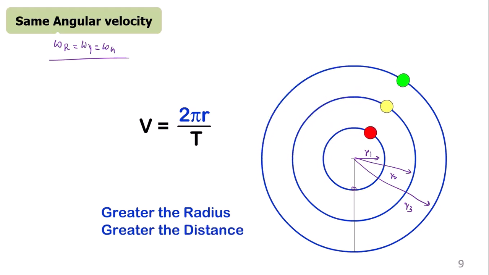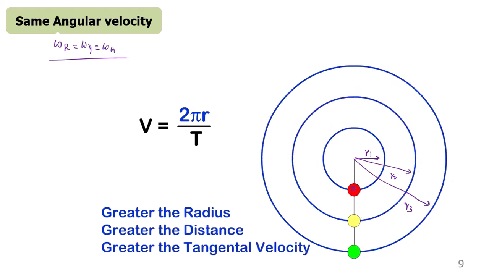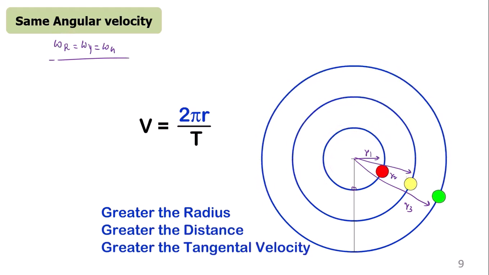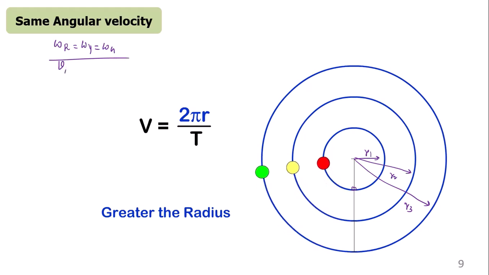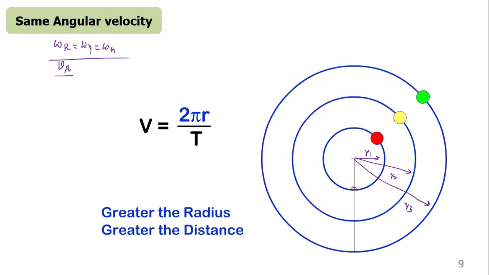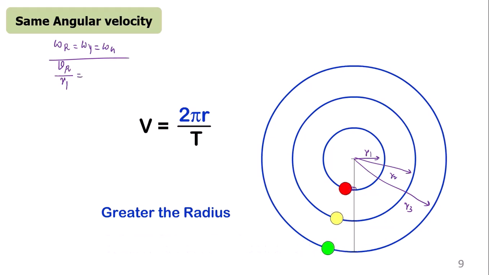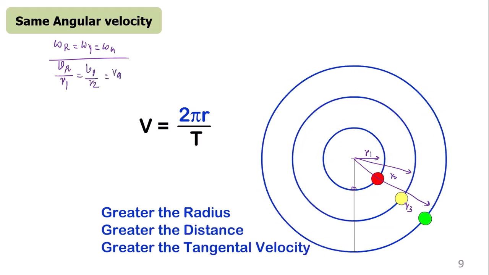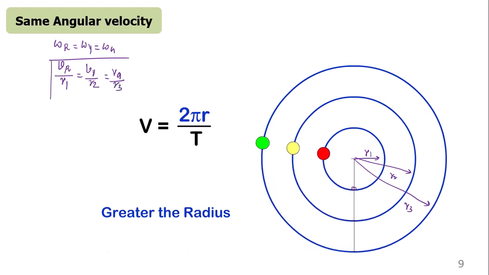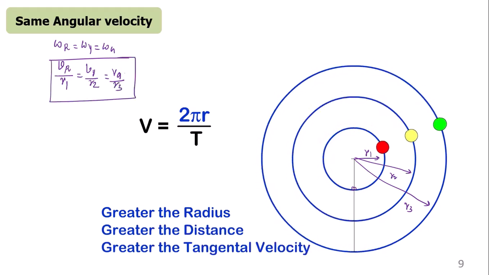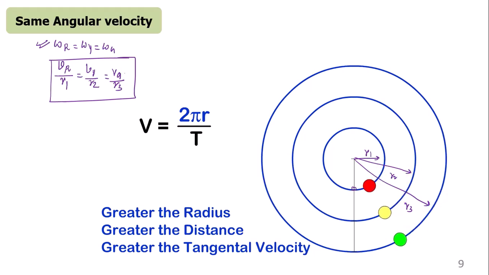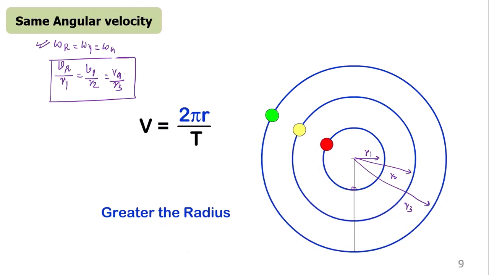But omega is v by r. Omega equals v by r. So v red by r1 should be equal to v yellow by r2, which should be equal to v green by r3. That means the velocity is different. Can I say vr equals vy equals vg? No, but the omegas are same. Omegas are same, velocities are different.